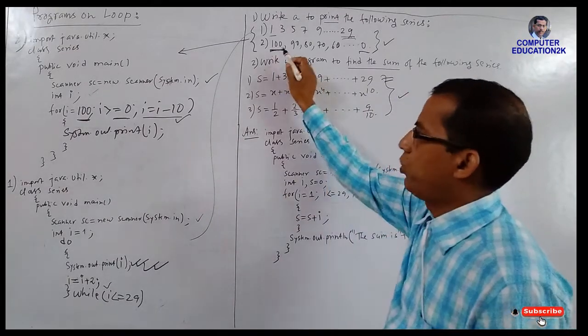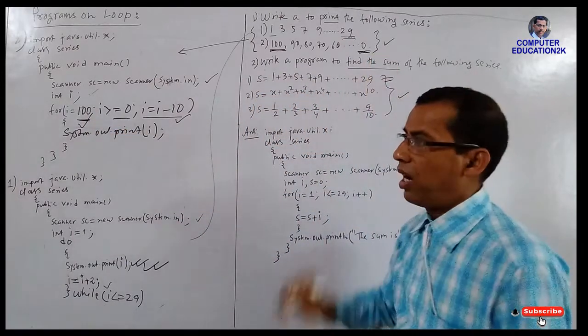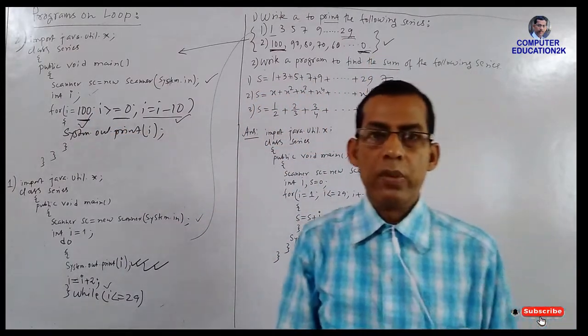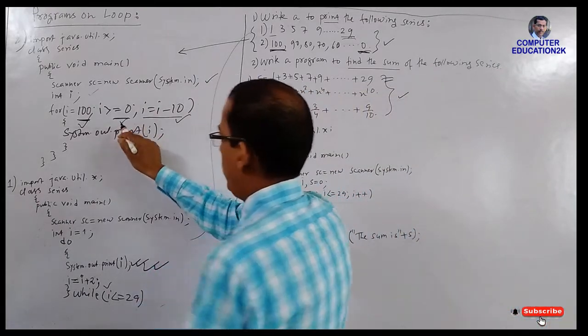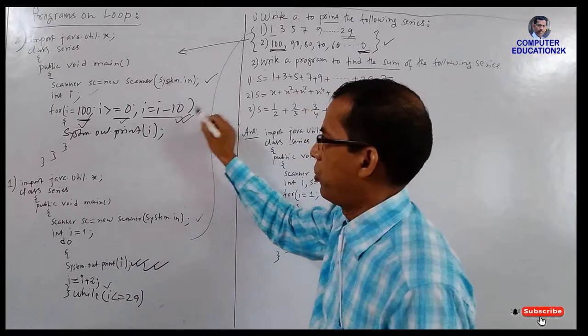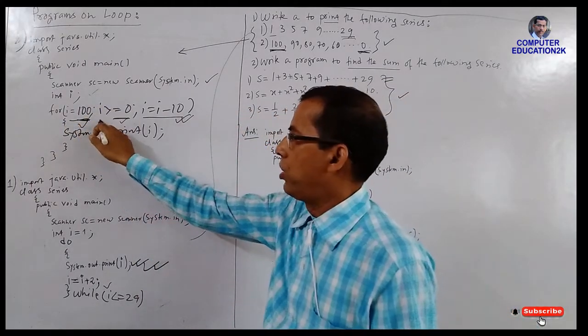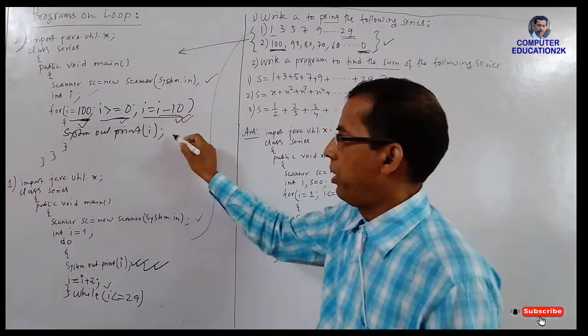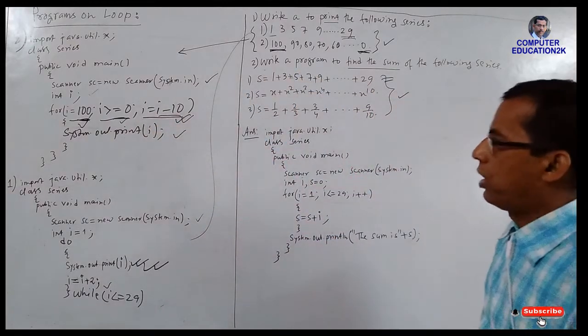The series starts with 100, so I have given I equals to 100, and the loop will continue until the value of I becomes 0. So I have written here I greater than equals to 0. This is the condition and this is the updation. So I equals to 100 is the initialization, this is the condition, this is the updation, and we print the value of I. So this will print 100, 90, 80, 70, 60 down to 0.